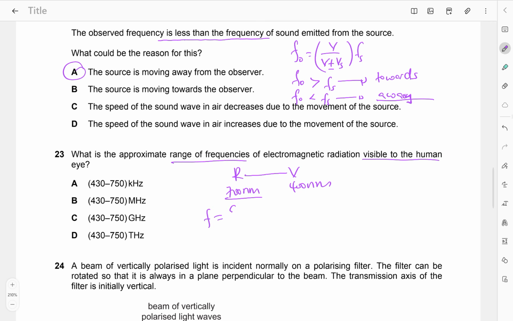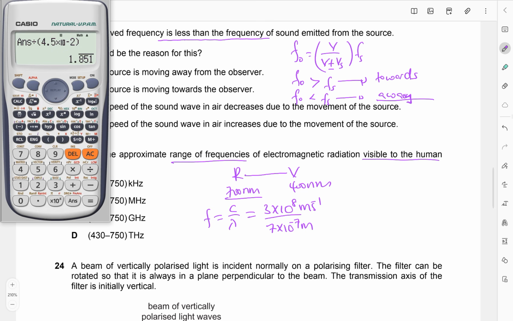So f is going to be c over λ, where c is the speed of light. So this will be 3 times 10 power 8 divided by the wavelength, which is 700 times 10 power negative 9, which becomes 7 times 10 power negative 7 in meters. This one is meters per second. 700 nanometers is 7 times 10 power negative 7 meters. So just check the red frequency.